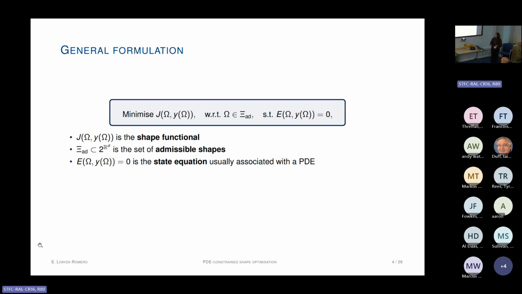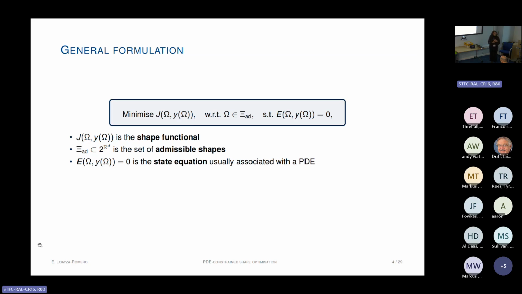Mathematically, this is the formulation of the problem. We have an objective function, which in this case we call a shape functional. We have a set of admissible shapes, which at the moment I'm just presenting as this very abstract object, and in a couple of slides I will tell you what exactly I mean by this.